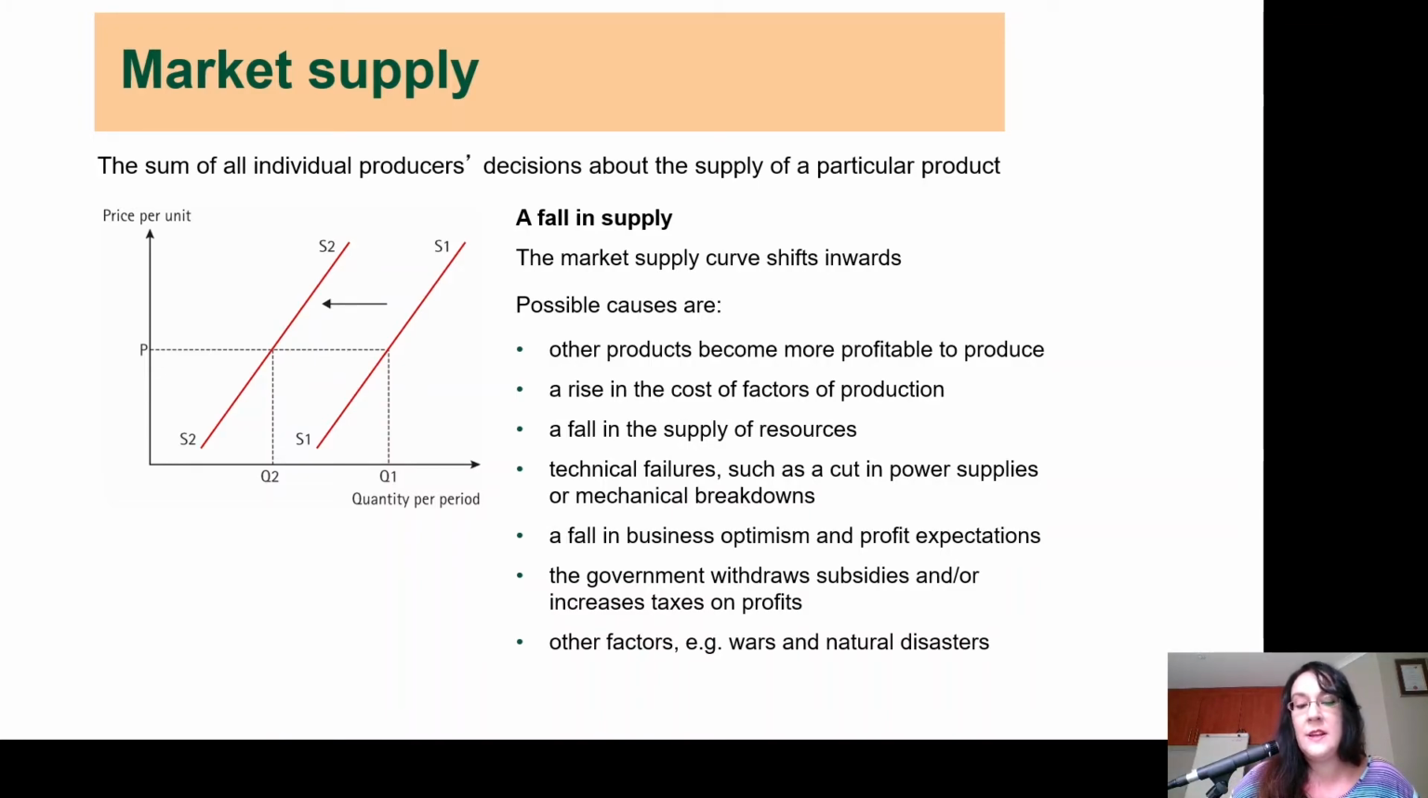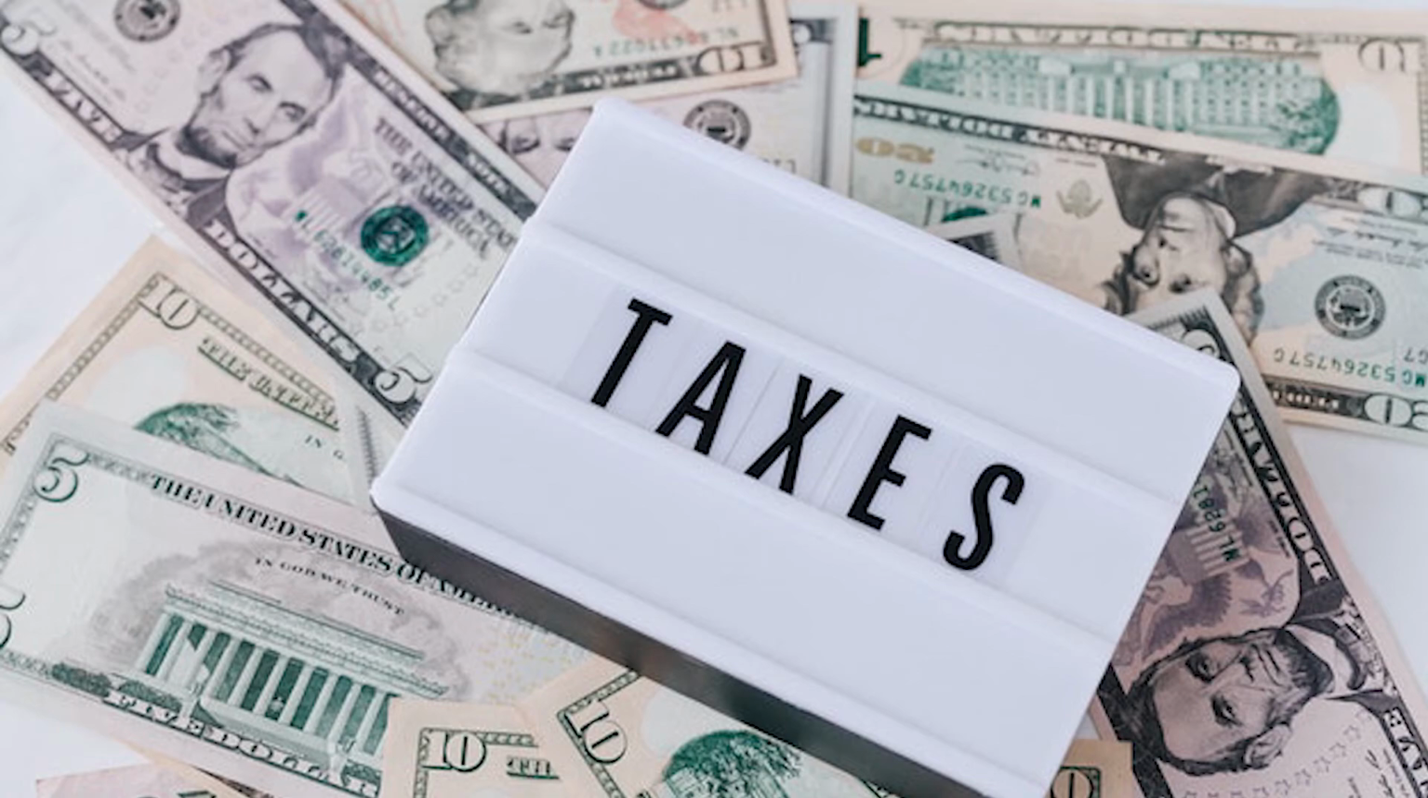Factor 6, the government withdraws subsidies and or increases taxes on profits. This tax can also be an indirect tax, for example, like your value-added taxes on goods or services. And when I'm looking at the direct tax component, so my corporation taxes, for example, if government increases that, it just means that the business has less money to reinvest back in their business or to increase supply. Tax is good for government, but it's not always good for businesses.